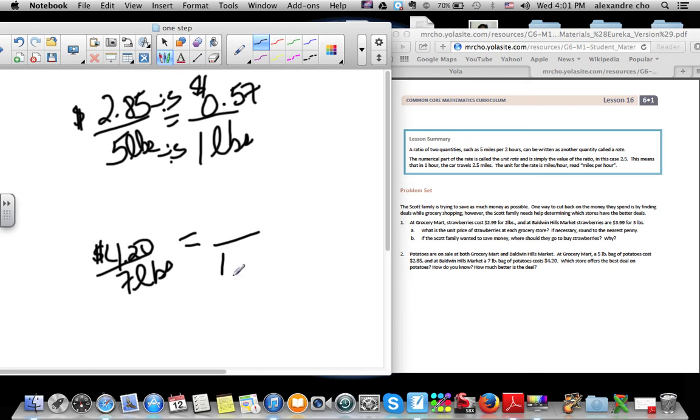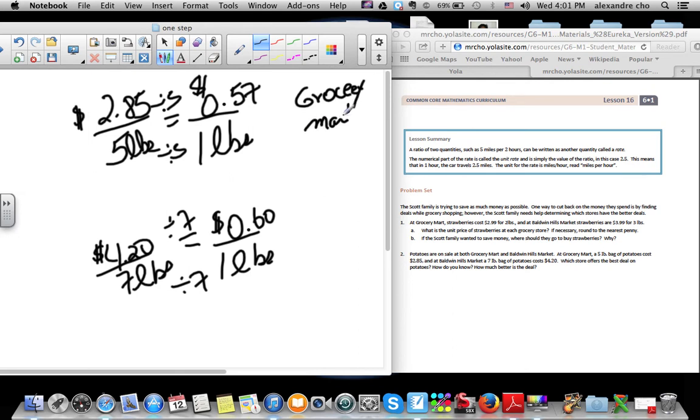And at the Baldwin supermarket, you're going to take $4.20 and you're going to divide by 7. Okay, so this is going to become 1 pound as well. And from here to here is divided by 7, so I do the same thing at the top. And you get 60 cents. So in this particular case, as opposed to the strawberries, it's better off going to the Grocery Mart.